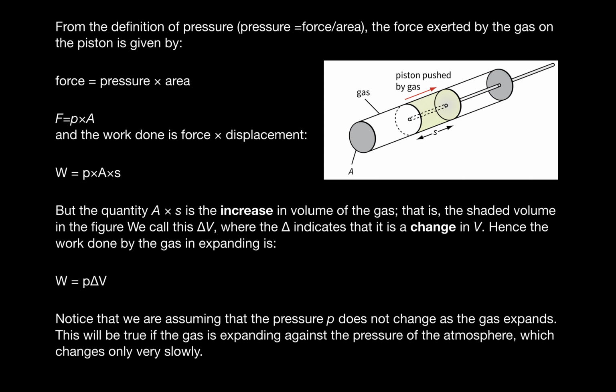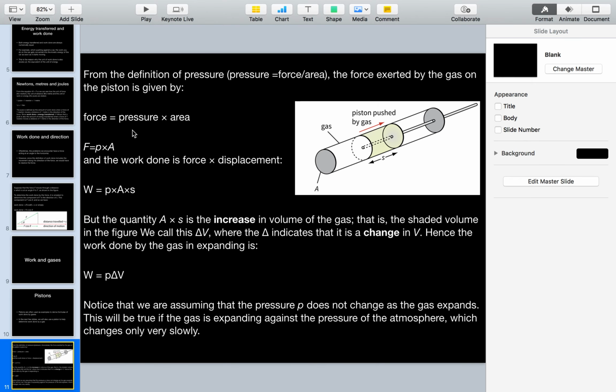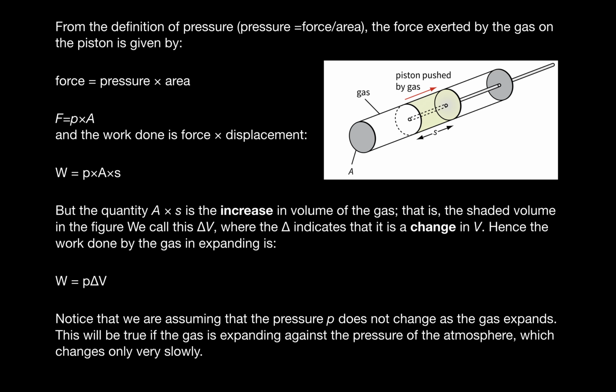In force into displacement, we can replace force with pressure into area. So we put this over here. We get work is equal to pressure into area into distance because force is now replaced. But now you see a quantity over here that is area into distance. The volume of any object is the area of the cross section into its height, right?